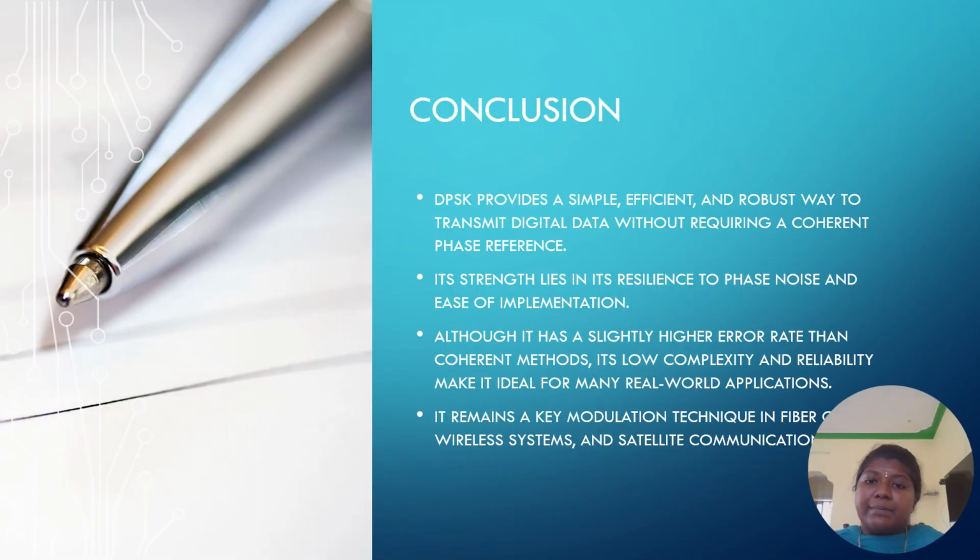Conclusion. DPSK is simple and efficient for data transmission, easy without any coherent phase reference, and it has low complexity, though with an increased error rate compared to the coherent method. It is used in many real world applications such as fiber optics, satellite and military communications, also using DPSK.